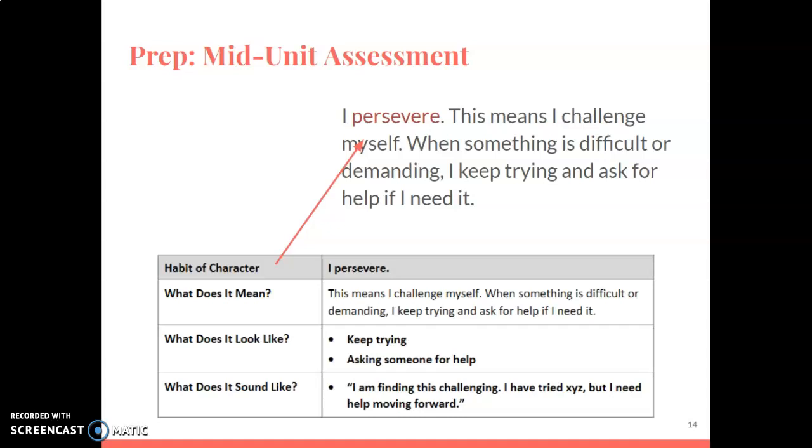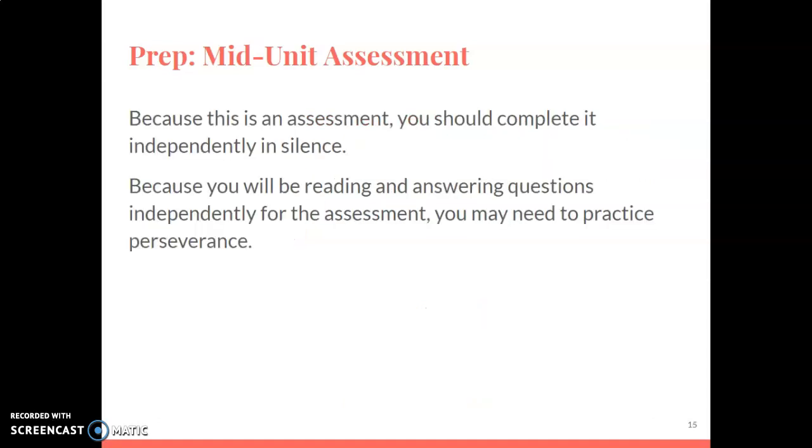If you find something challenging, make sure that you've tried the different strategies that you've learned in the lessons before this one. Also, think about what we've talked about so far in this video. Because this is an assessment, you should complete it independently in silence. Because you'll be reading and answering questions independently for the assessment, you may need to practice perseverance. No matter what you do, keep going and try your best.